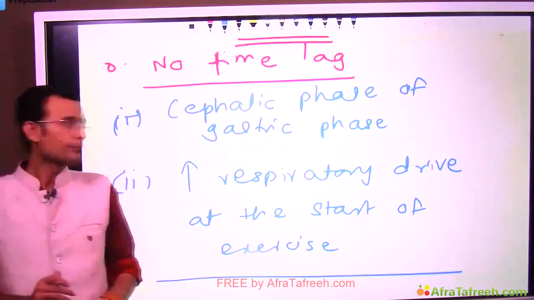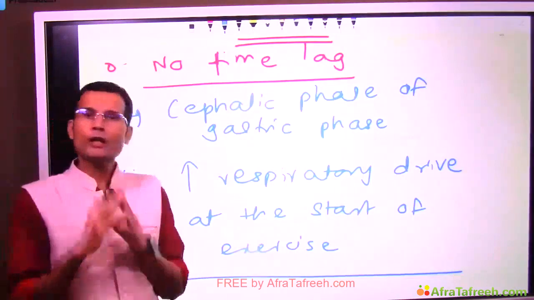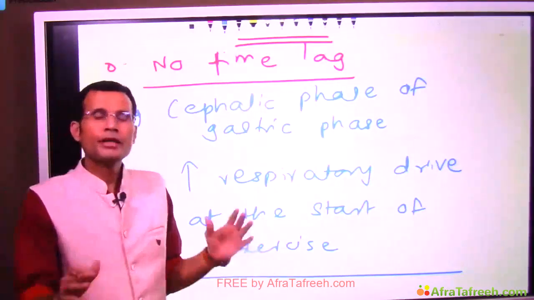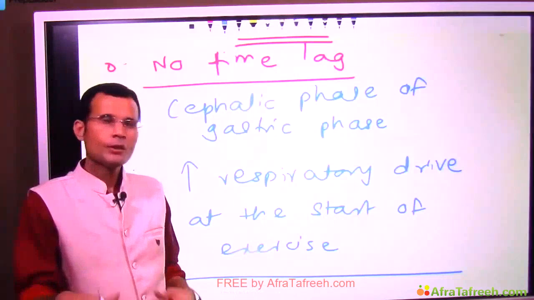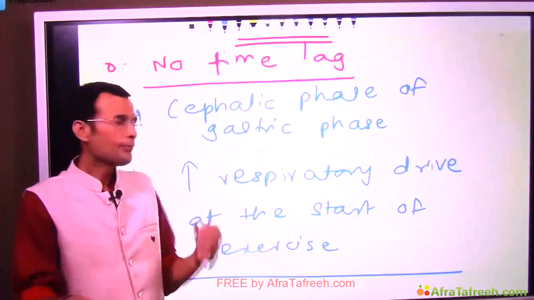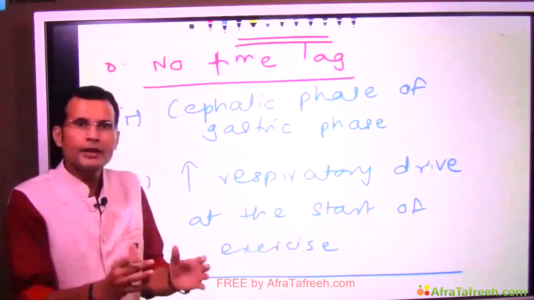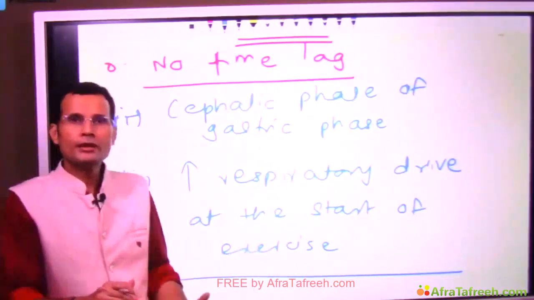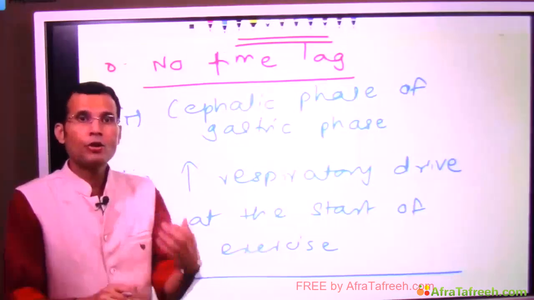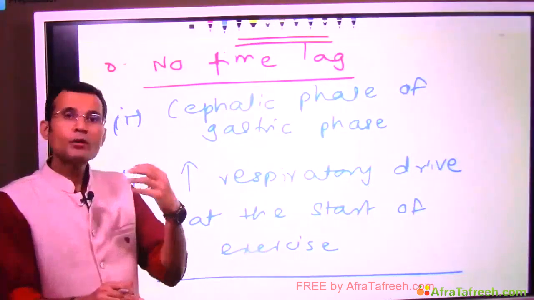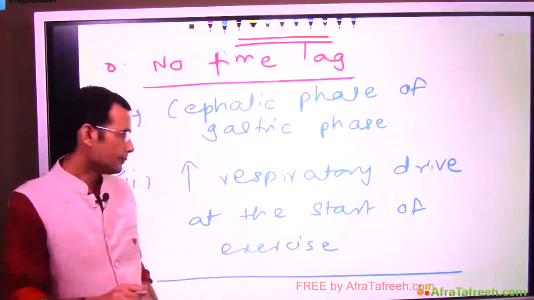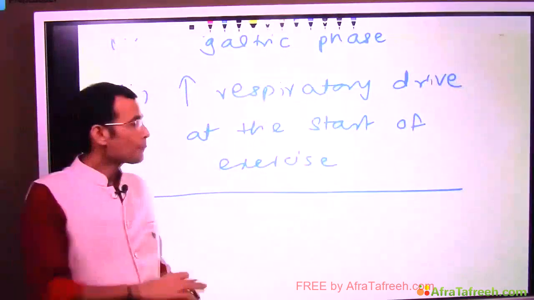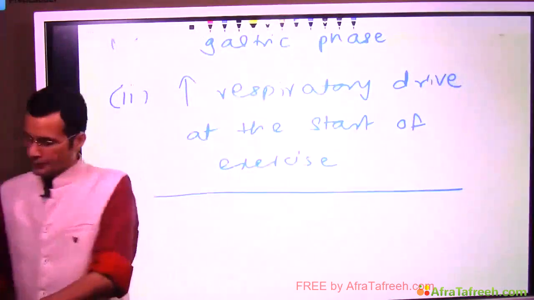This is feed forward. Look, when you start the exercise, muscular exercise, muscles will need extra oxygen. In anticipation of that, when the exercise begins, just at the start of exercise, the ventilatory drive will increase in anticipation of the fact that muscles now will need extra oxygen and they will generate extra carbon dioxide. So these are the feed forward mechanisms.